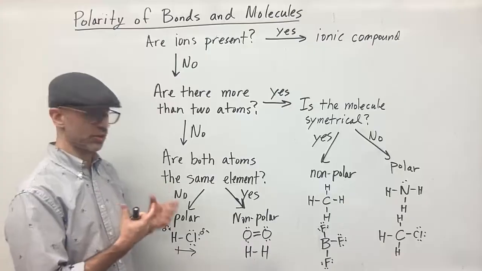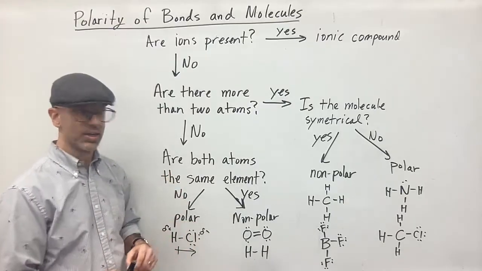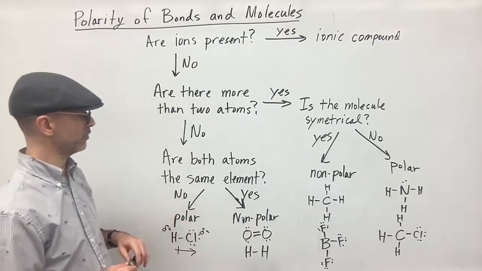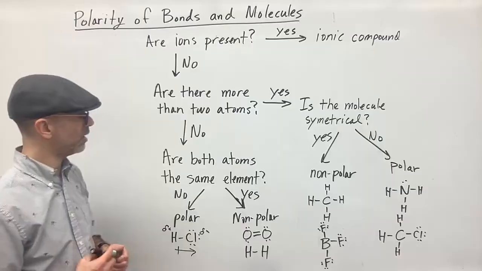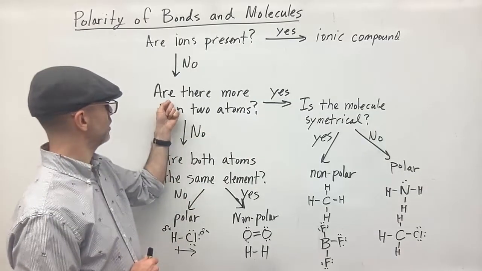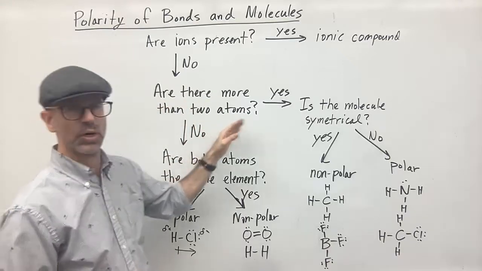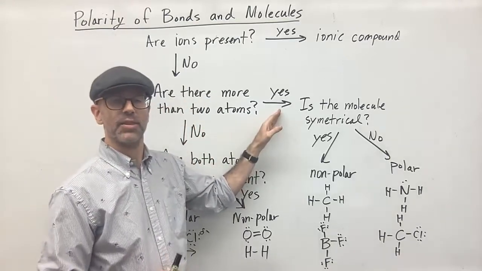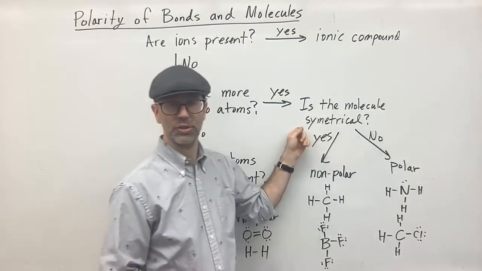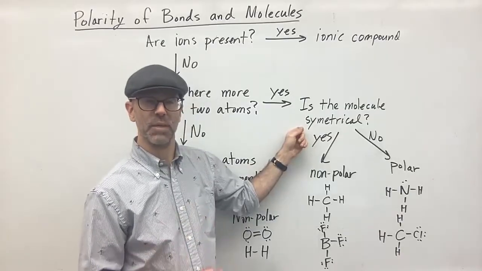But normally, you're not going to have a single carbon-hydrogen bond going on here. That's going to be part of a bigger molecule. So that brings us to our other part of our flow chart here. So the question was, are there more than two atoms? If the answer is yes, then the next question is, is the molecule symmetrical? Is there symmetry in the molecule?